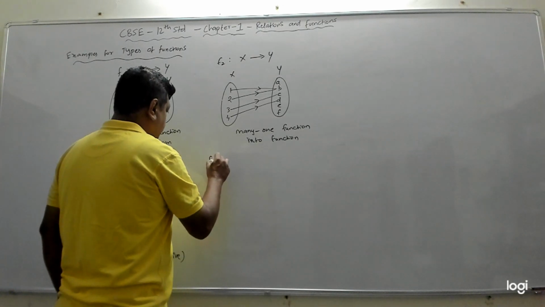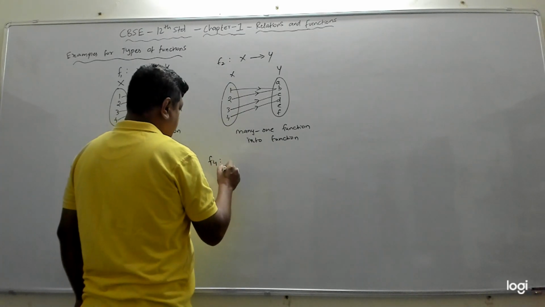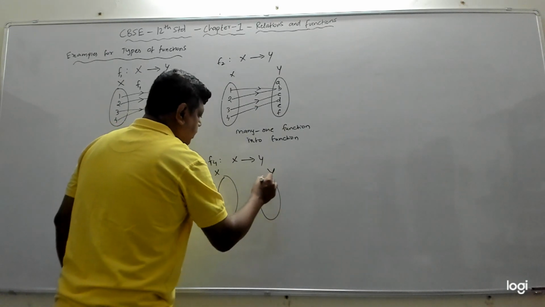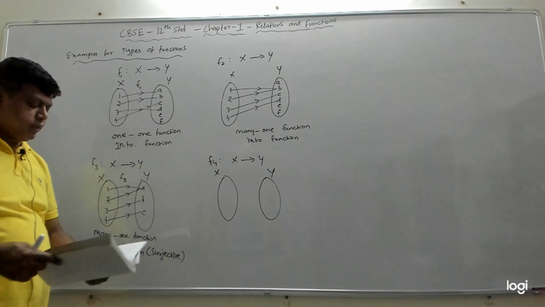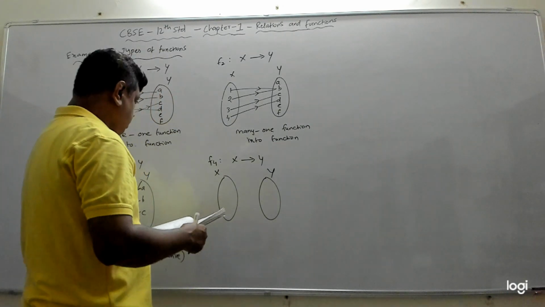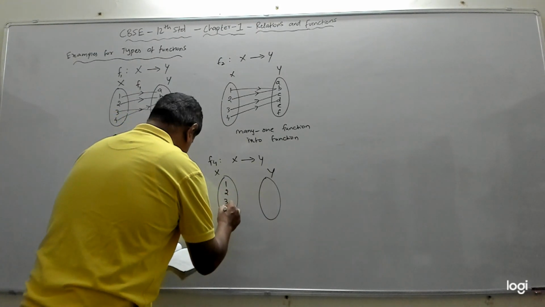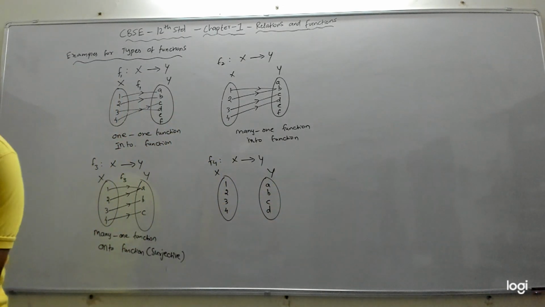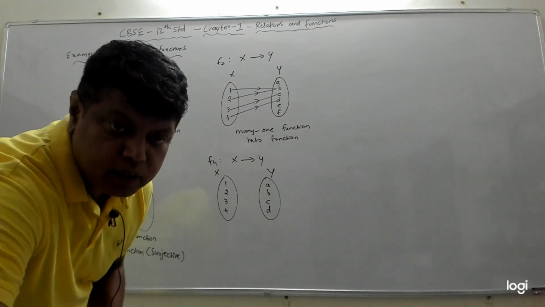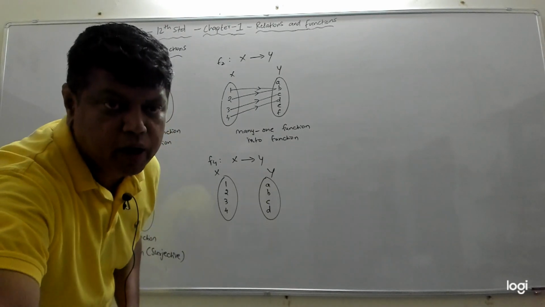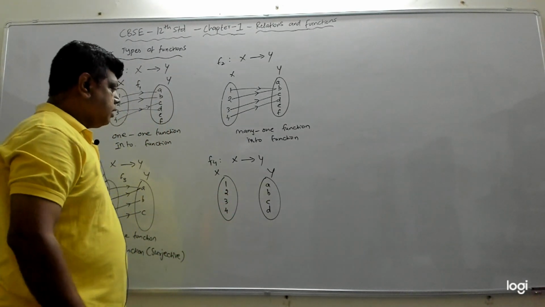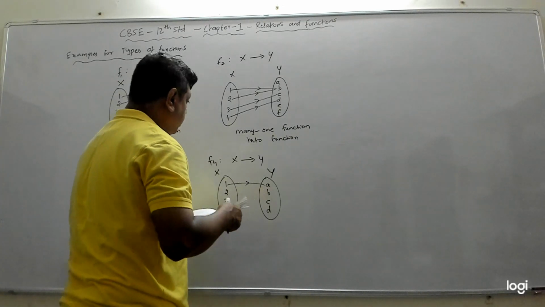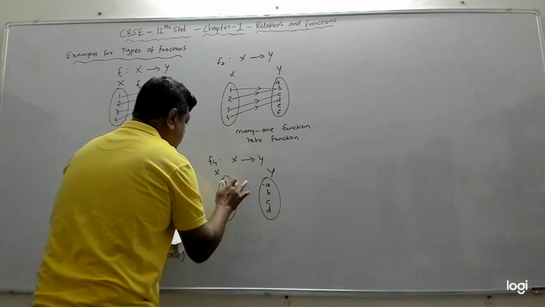Now the fourth function, f4, which is from X to Y. Again we have the same set X and the same set Y. We have 1, 2, 3, 4 and we have A, B, C and D. Now the mapping is 1 goes to A. Oh, sorry, 1 goes to B.